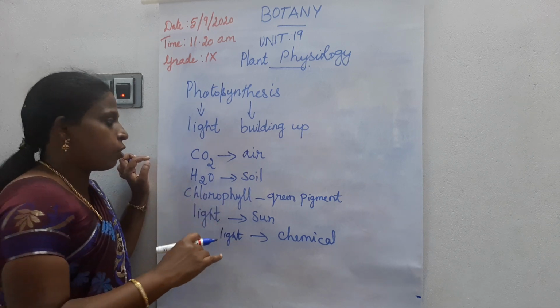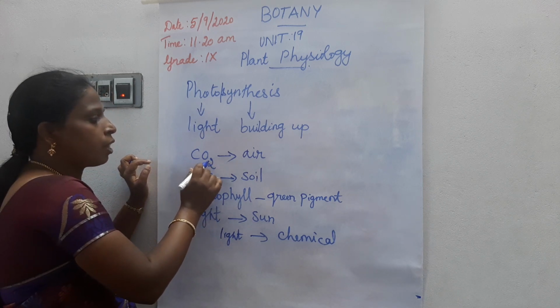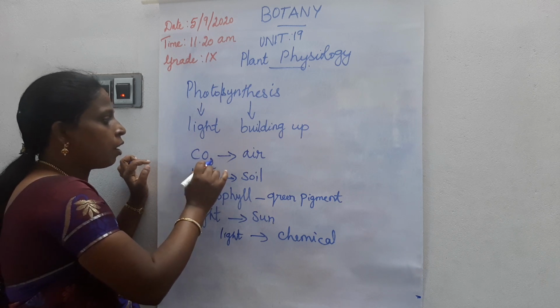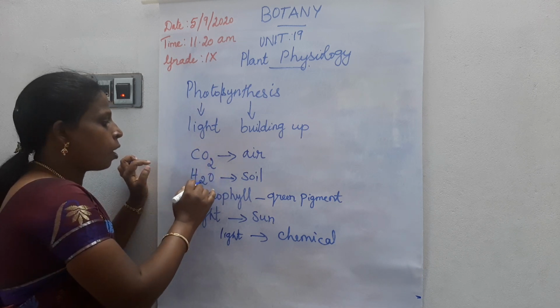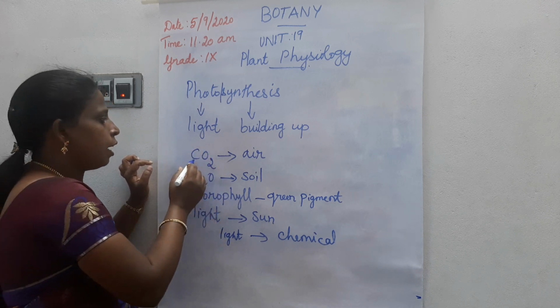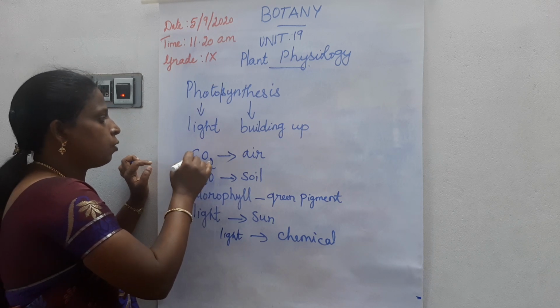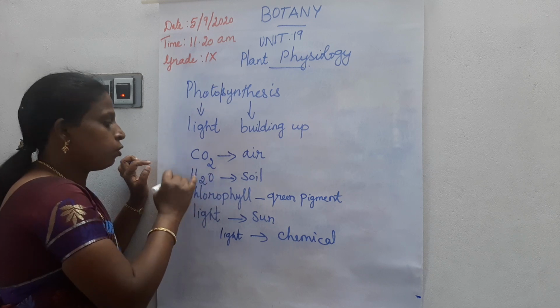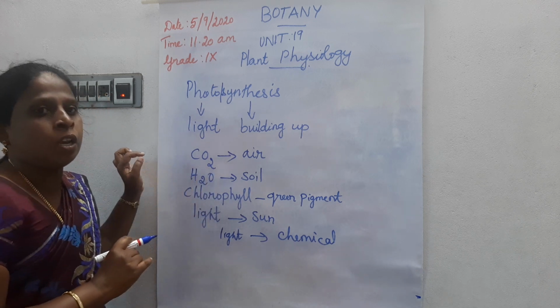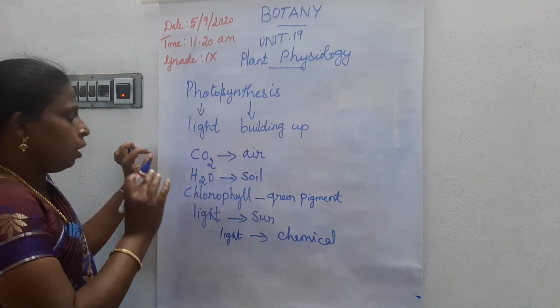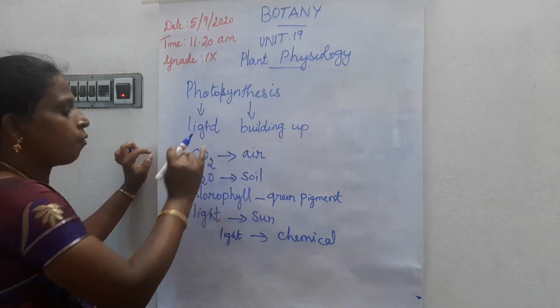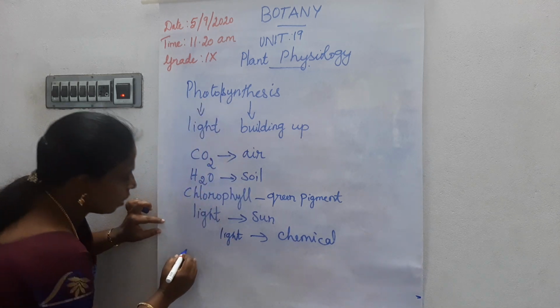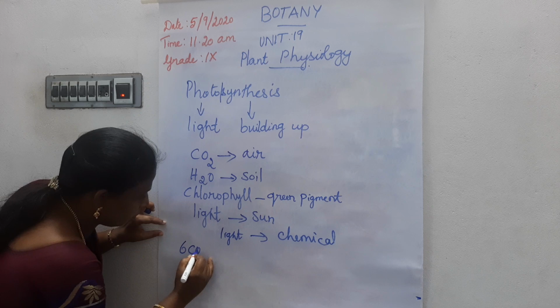So during photosynthesis the carbon dioxide is reduced and water is oxidized. See here, the carbon molecule is reduced from the carbon dioxide and the oxygen is released from the water molecule. So the overall equation for photosynthesis is 6CO2.